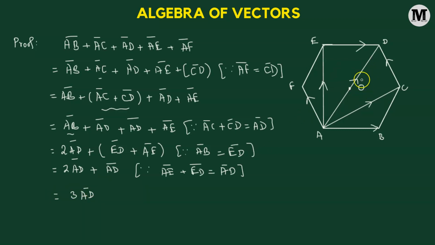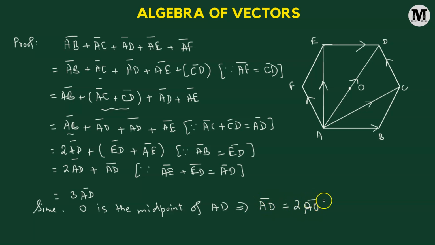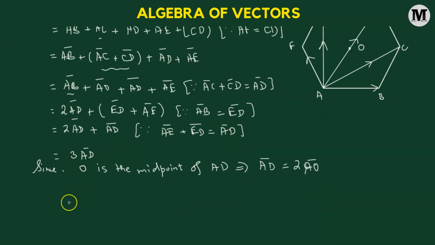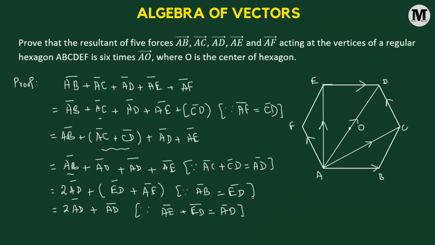However, O is the center of the regular hexagon. If O is the center, we can also say that O is the midpoint of the vector AD. In other words, AD vector will be equal to 2 times AO vector. Now let's replace AD vector with 2 times AO vector. So we get 3 times 2 times AO vector, and that's going to give us 6 times AO vector. And this proves the problem. So we have shown that the sum of the 5 forces AB vector, AC vector, AD vector, AE vector and AF vector thus equals 6 times the vector AO.